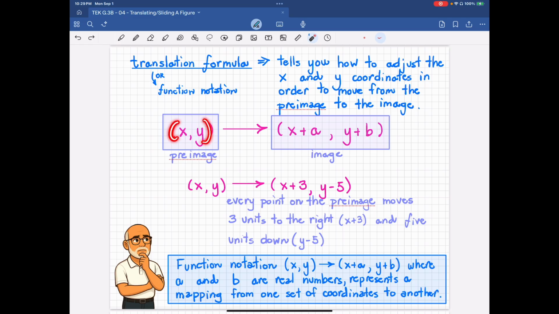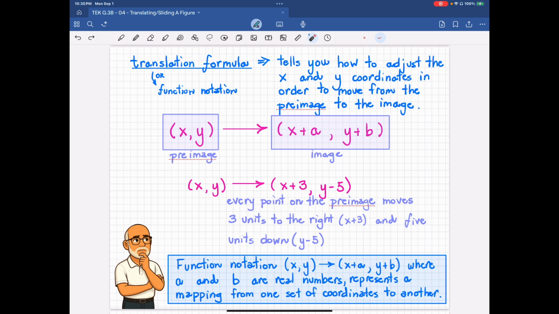You have your coordinate, X and Y, and it's telling you what we're going to have to do to the X and Y. So this is our pre-image here, and then we're mapping it onto our image, which is over here. Now we're going to take this x and we're going to add something to it. So this becomes x plus a. We're going to take our y here and we're going to add something to it. And that's how we get our y plus b. So this is known as a translation formula, but it's also known as function notation.